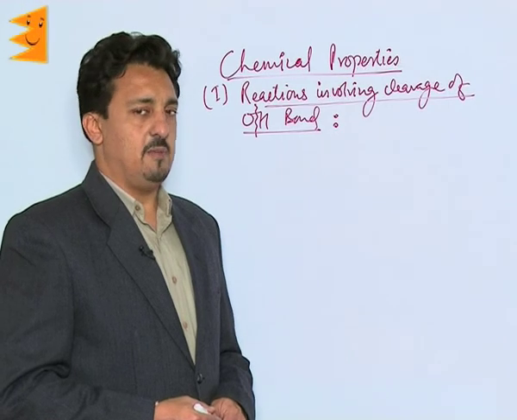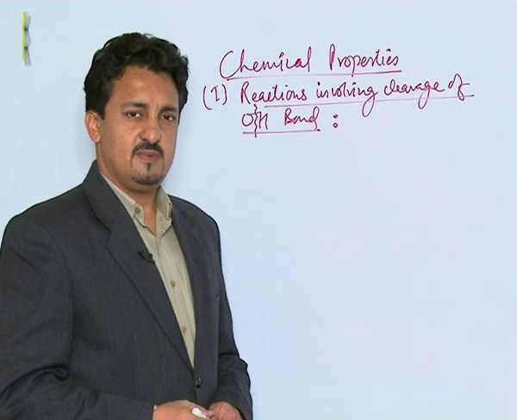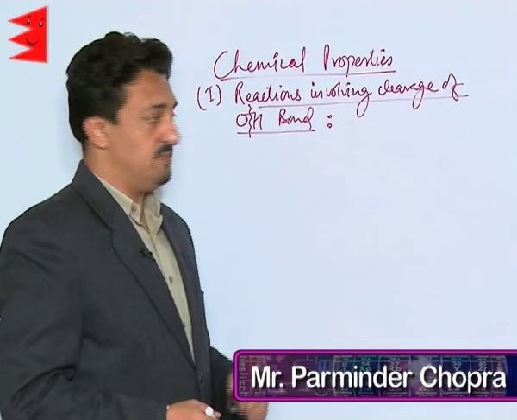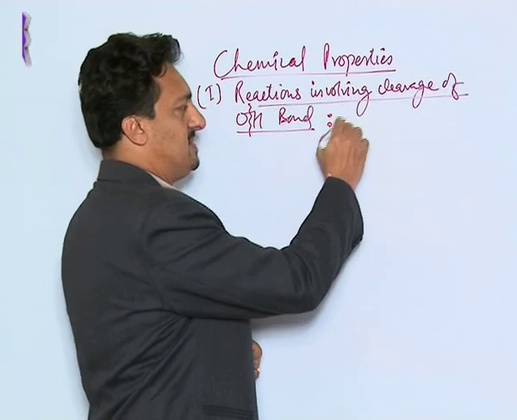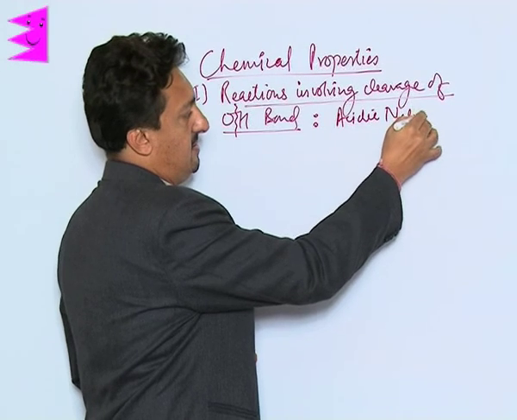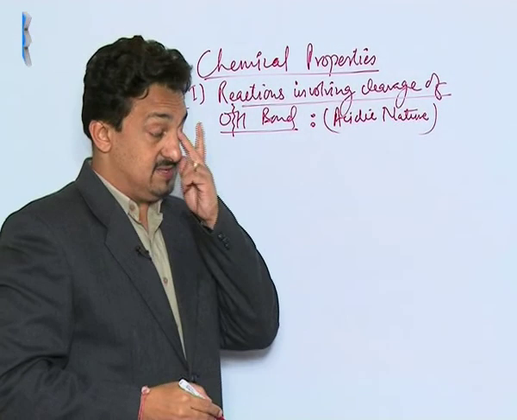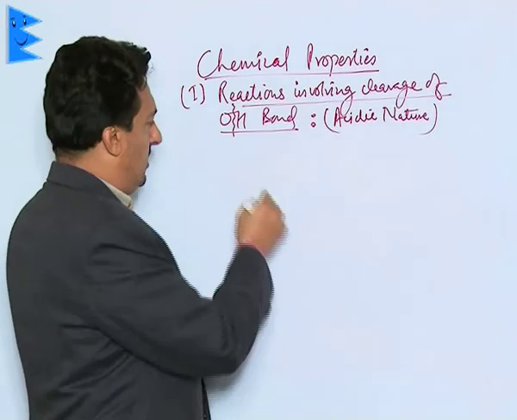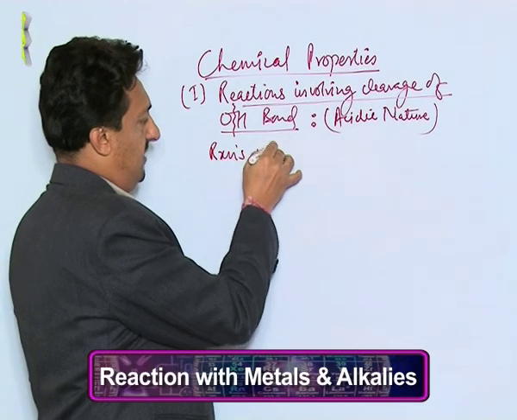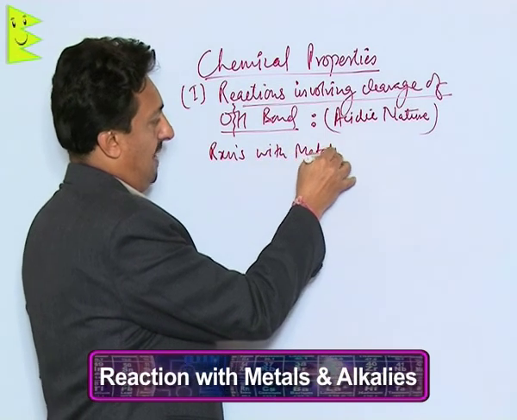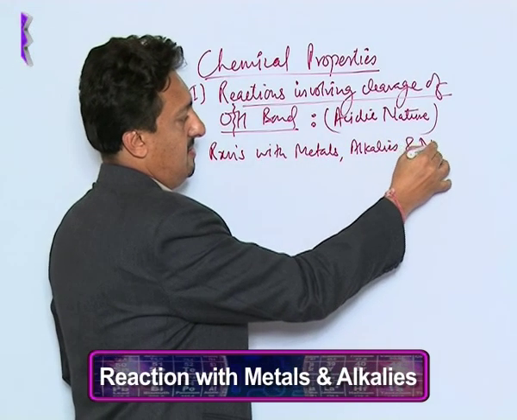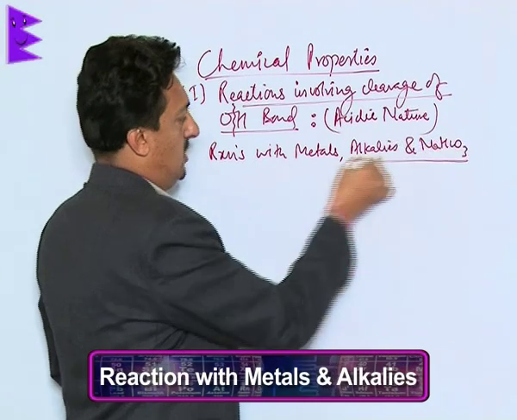Now let us see the chemical properties of carboxylic acids. The first one are the reactions involving cleavage of the OH bond. It means we are trying to study the acidic nature of carboxylic acids. Now what we need to know is that in this we will see the reactions with metals, alkalis and sodium bicarbonate.